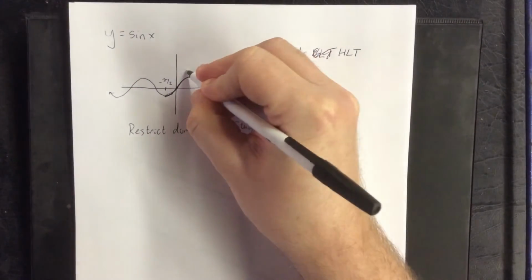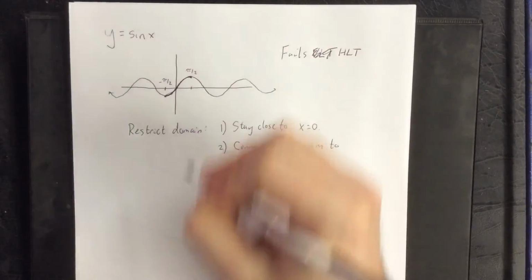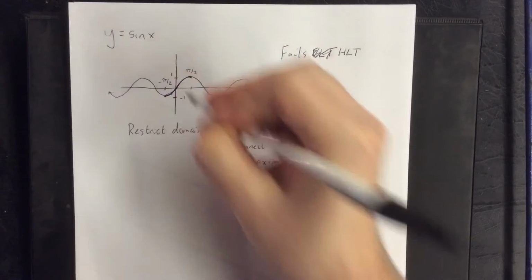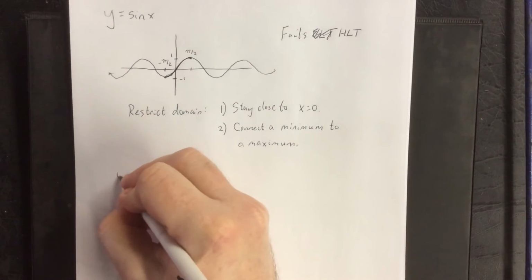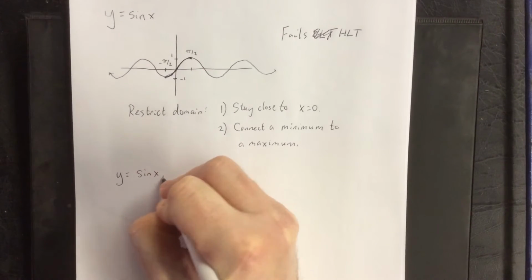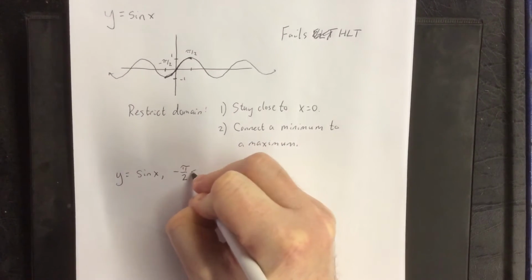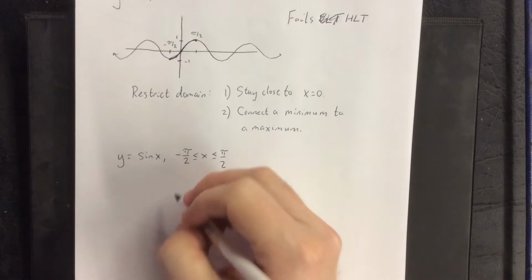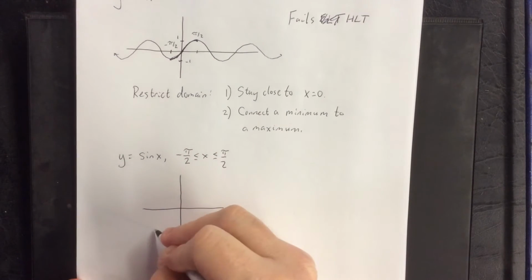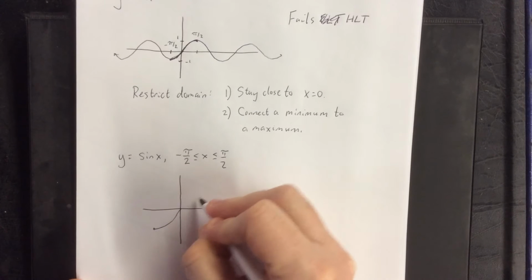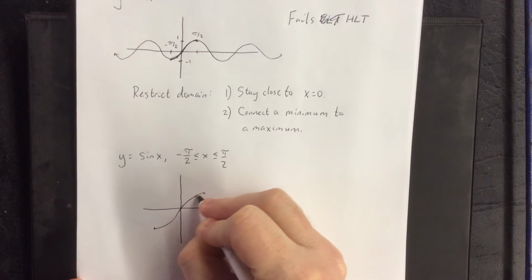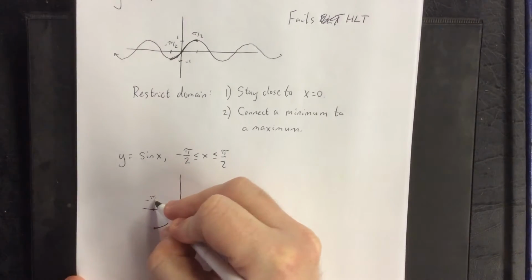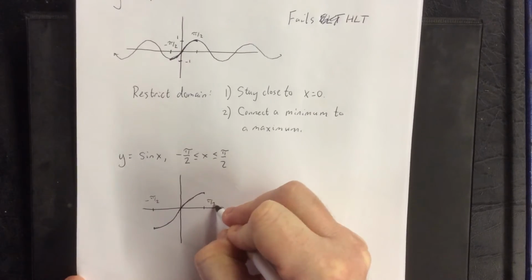Now the corresponding x values for that local minimum and that local maximum occur at negative pi over 2 and pi over 2. Corresponding y values are negative 1 and positive 1. So we restrict the domain in the following fashion. Y equals the sine of x, and x is going to be between negative pi over 2 and positive pi over 2. So the only piece of the graph that we're going to see will connect negative pi over 2 to positive pi over 2. Having restricted the domain, we have now created a one-to-one function.